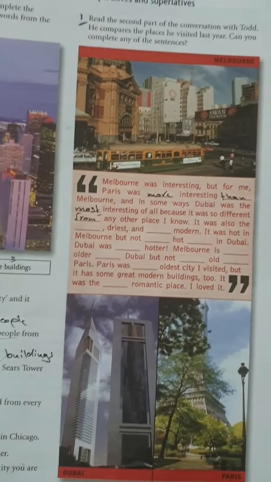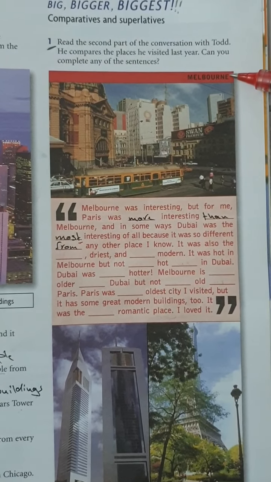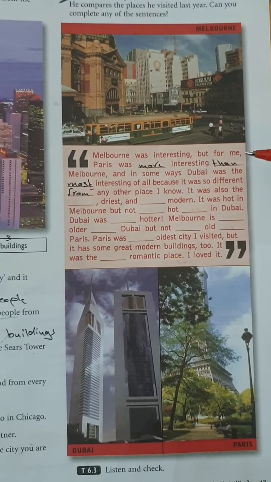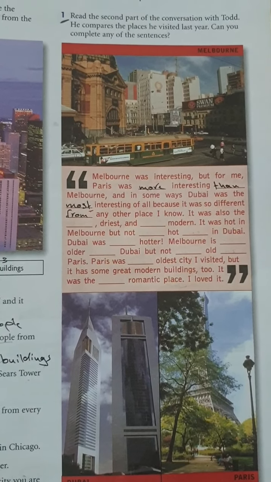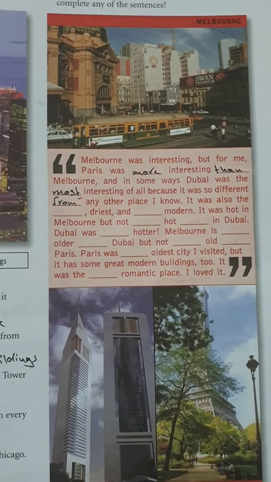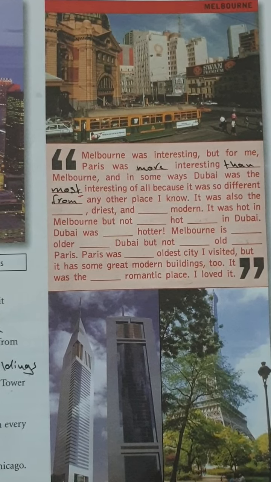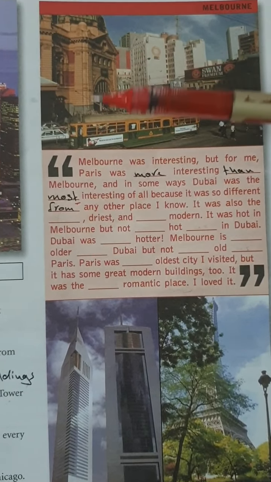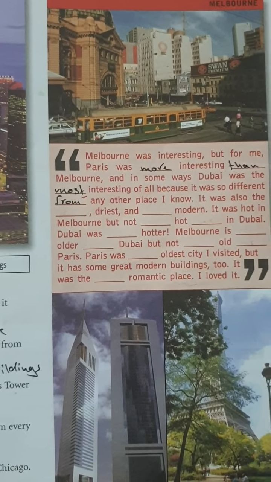Page 47, exercise number 1. Can you complete any of the sentences? We have someone who visited 3 countries, so he's comparing between them. Melbourne was interesting, but for me Paris was more interesting. So he's comparing between Melbourne and Paris, يعني between 2 countries.